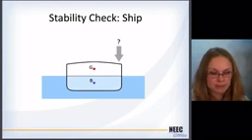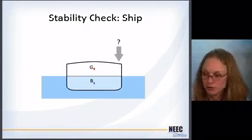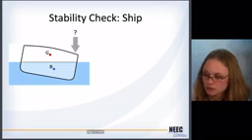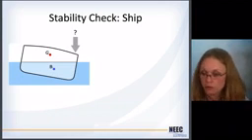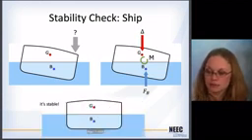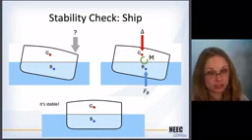You can do the same thing with a ship. Here's a ship with its center of gravity and center of buoyancy. Heel it over to one side from a load or a wave, what have you. The center of buoyancy shifts, you apply your loads, and take a look at the moment. In this case, the moment acts to right the ship again, so the ship is stable.